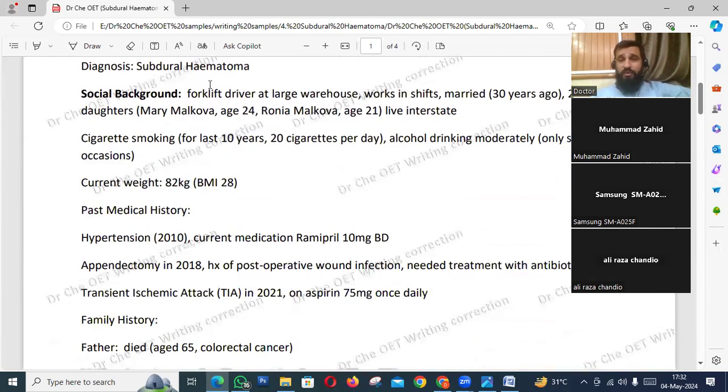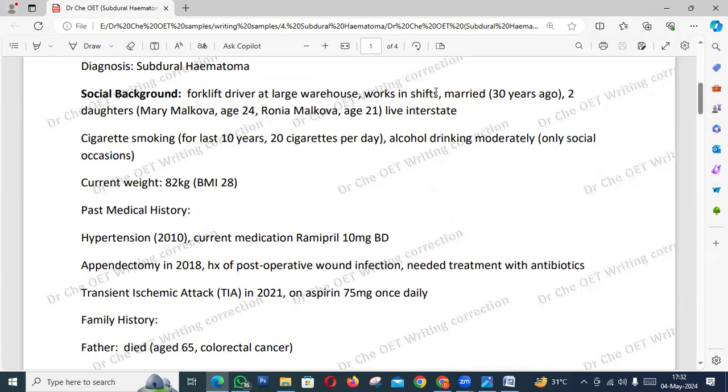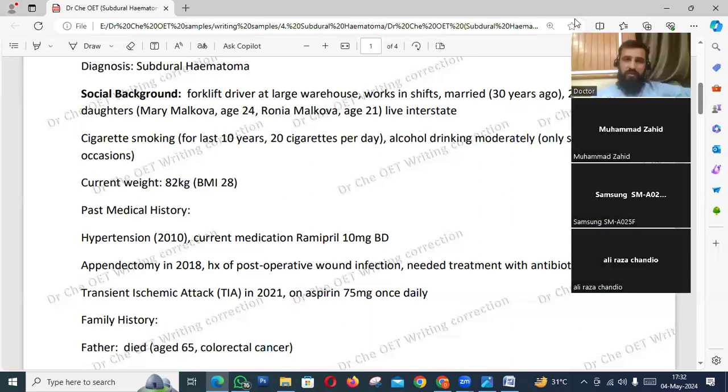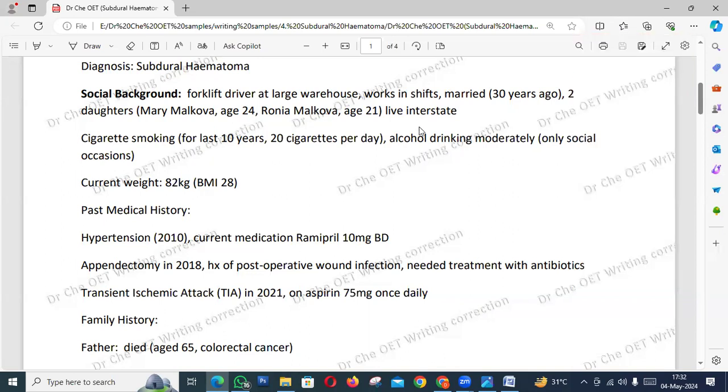Okay, diagnosis is important. Yes, subdural hematoma. Then social background. The GP knows the work of this person. He is married, has 2 daughters. His family lives away. Maybe it is important, but maybe GP knows about that. We will decide it later on. The social thing that daughters live interstate is of interest. Other things are not important.